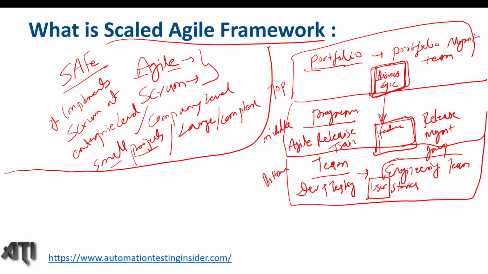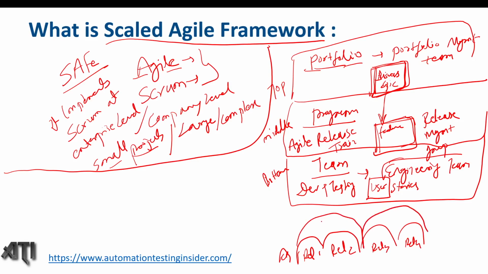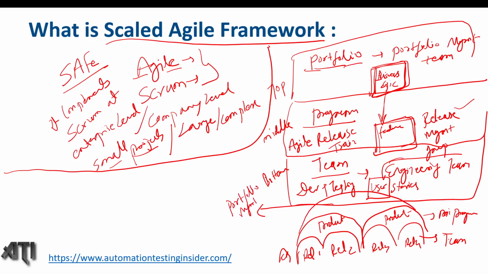If I draw a pictorial representation, let me just draw it. So it will look like this. Let's say we have different releases over here, release 1, release 2, release 3, release 4. These releases are kind of a product. This is handled by the last team, which is the engineering team, and this will be handled by the middle level, or you can say the program or release management group, and in a broader way, in the large picture, it is handled by the portfolio management group, which is the top level, portfolio. So this is about the different segments in the Scaled Agile framework.